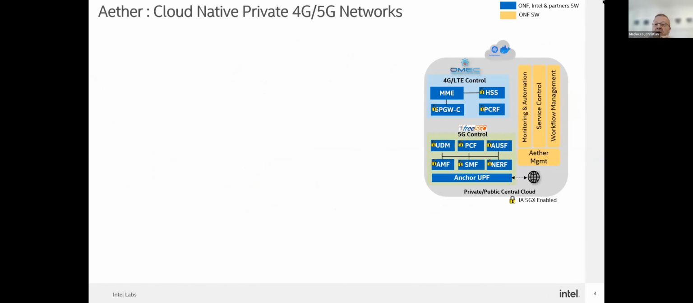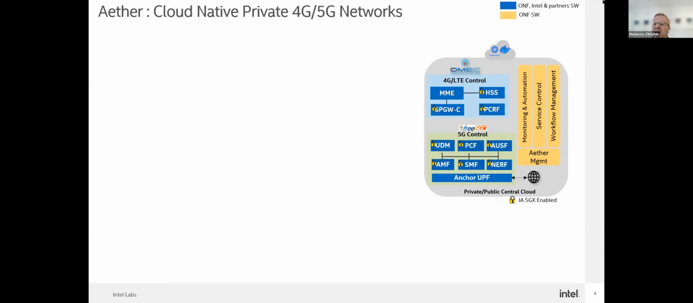So what is Ether? There is a set of software developed by ONF which we call Ether management. How do you install software on a platform? Let's say you get into an IT department where people are not familiar with a private network or cellular network. How do you install software on the platform? Bring up Linux, install Kubernetes, push the various containers where they need to be pushed. We call all this part of Ether management.